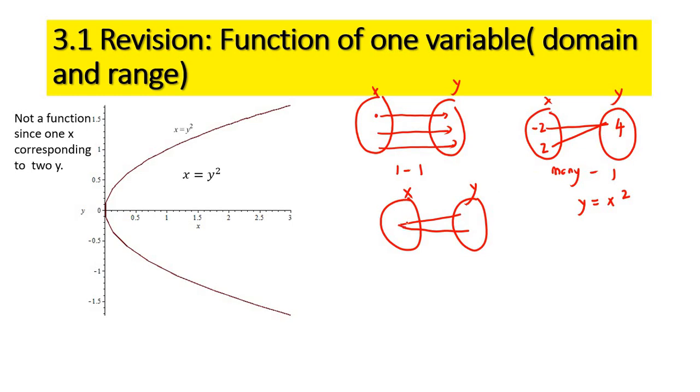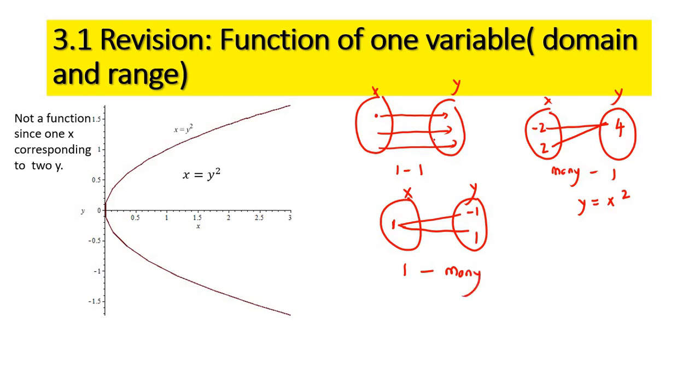Okay, this one, for example, when x is 1, we obtain y is -1, and +1. So this is what we call one-to-many.